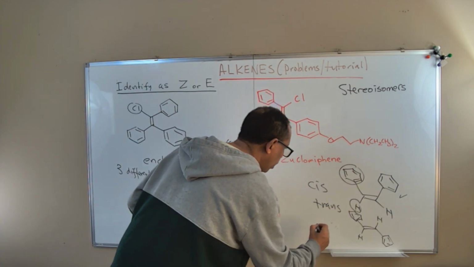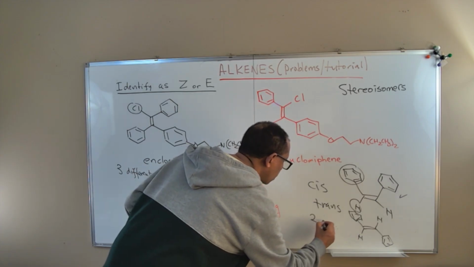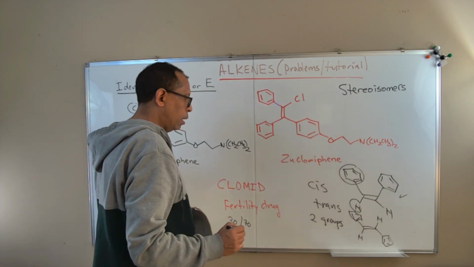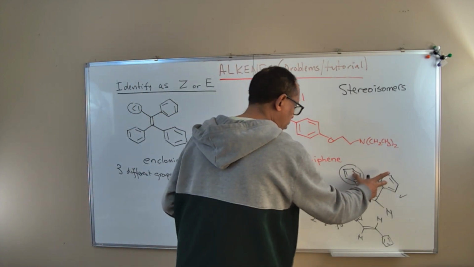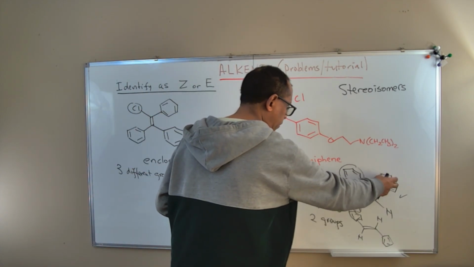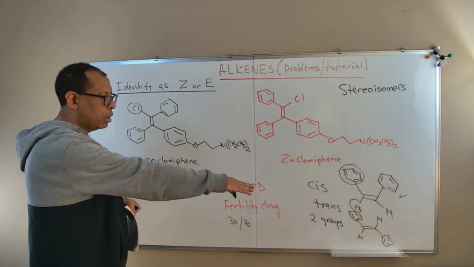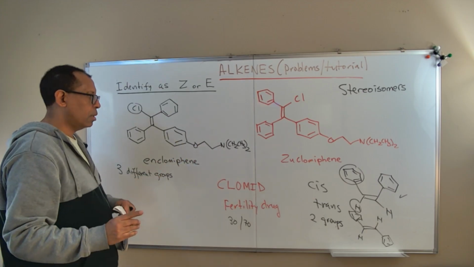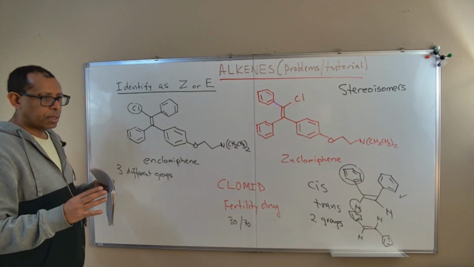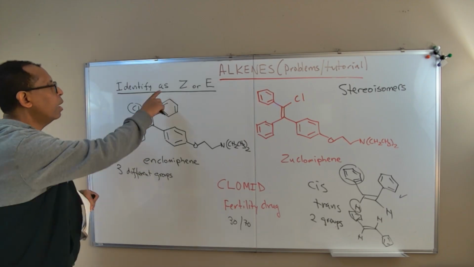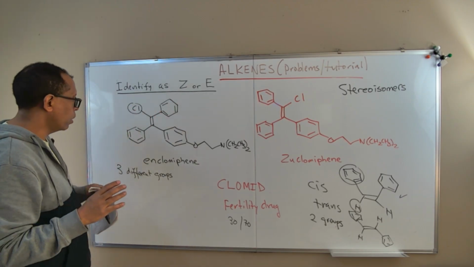Here you have only two groups across the double bond, meaning that these groups are one group, which is a phenyl group, and hydrogens. So you can name it as cis and trans. When you have groups that are 3 or 4 different ones, you should identify them as Z or E.